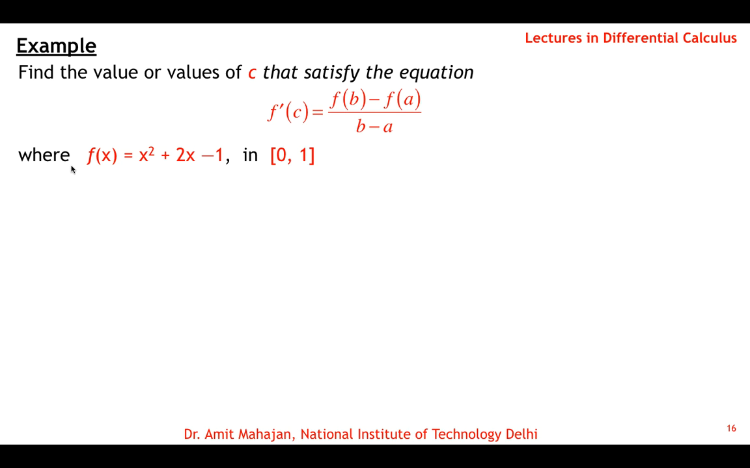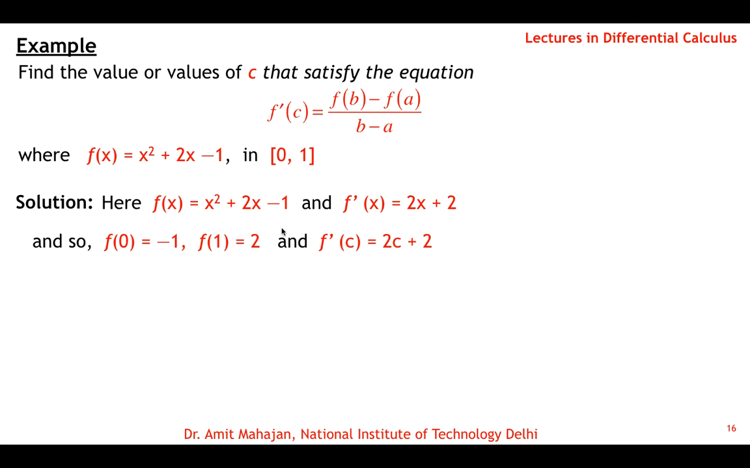Okay, where the function is this quadratic polynomial in 0 to 1. Okay, so here the function is given. If we calculate the derivative of this function, that will be 2x plus 2. And then we can calculate the function value at both endpoints, so f of 0 and f of 1. So f of 0 is -1 and f of 1 is 2.